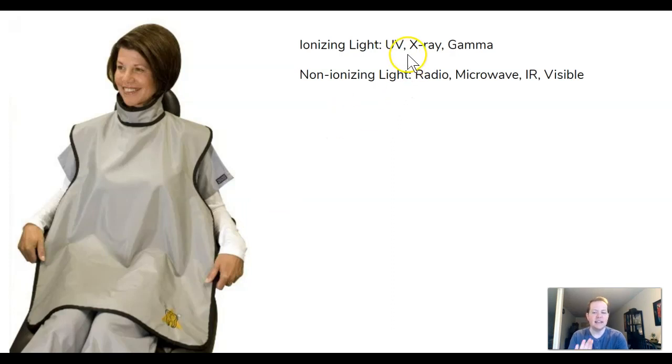So ionizing light, UV light, X-rays, and gamma waves, those are light that has enough energy, enough frequency to strip away those electrons. And if that happens at just the right atom in just the right cell of some organic material, well, that could start causing biological problems. These things are all non-ionizing light.